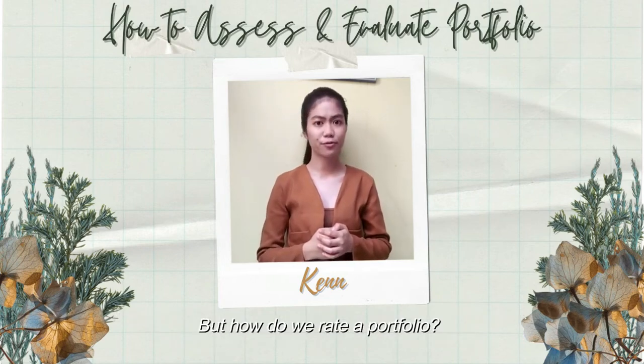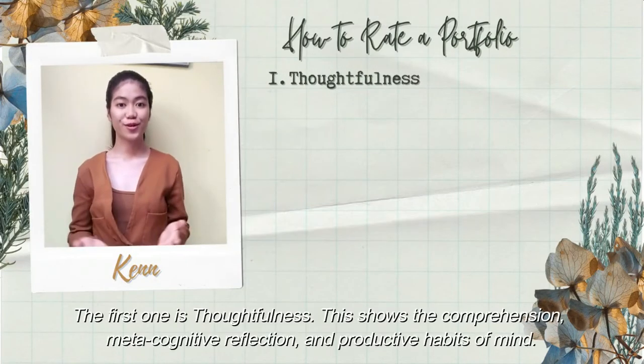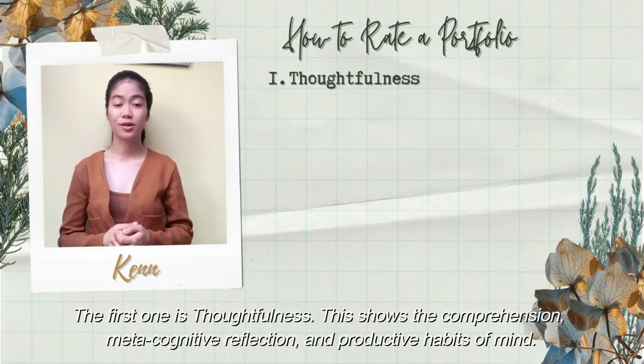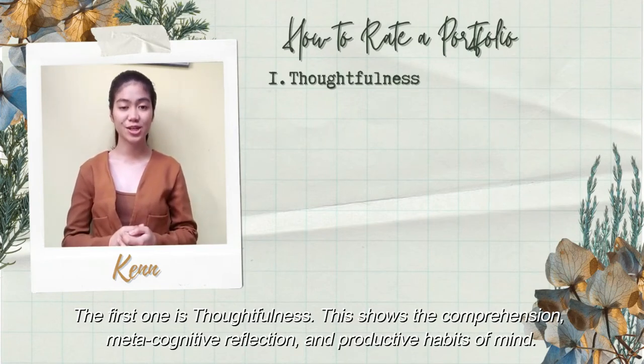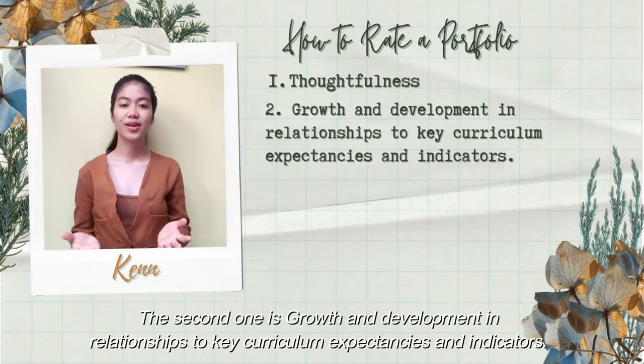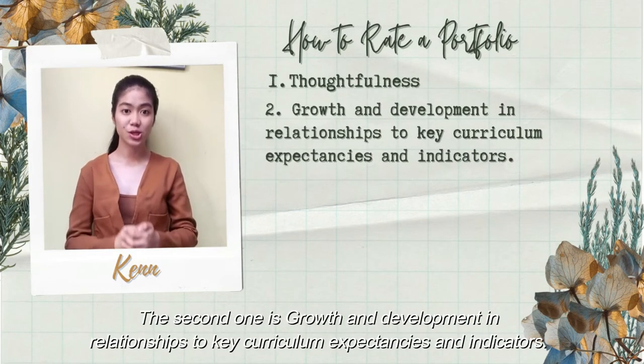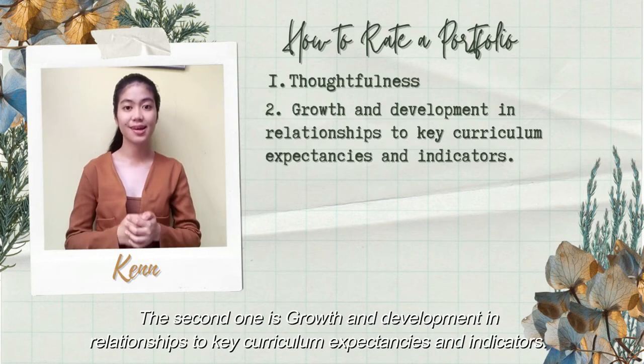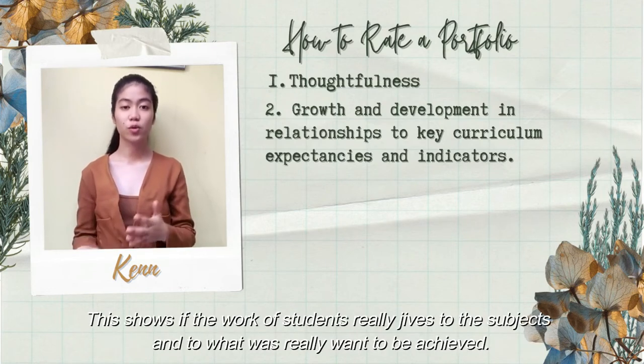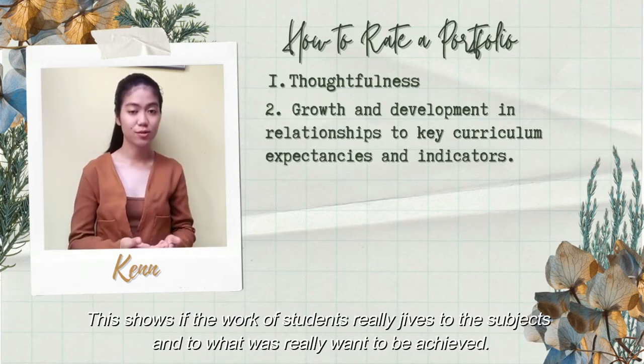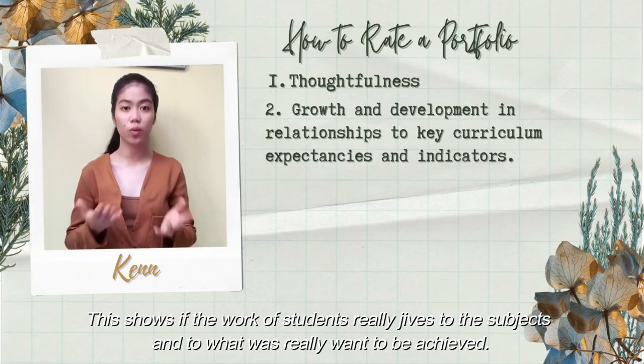But how do we rate a portfolio? The first one is thoughtfulness. This shows the comprehension, metacognitive reflection, and productive habits of mind. The second one is growth and development in relationship to key curriculum expectancies and indicators. This shows if the work of the students really jives into the subjects and to what was really wanted to be achieved.